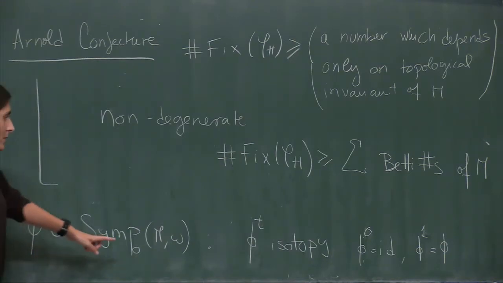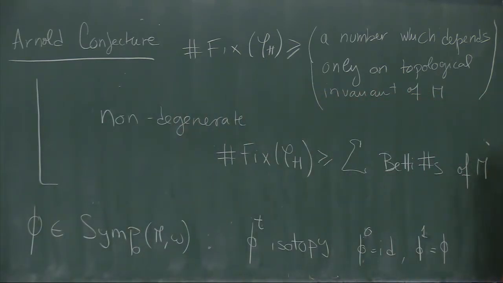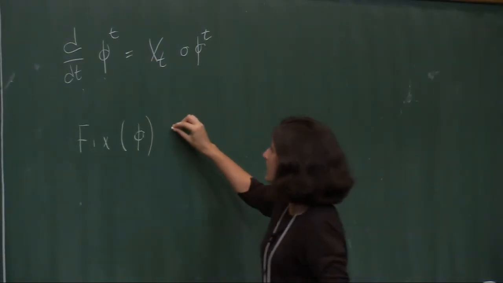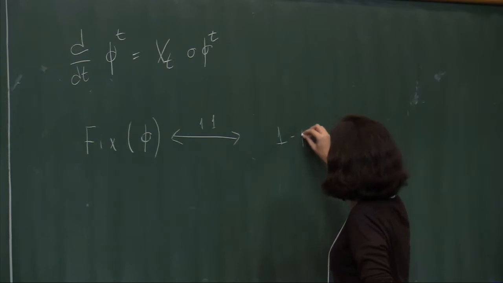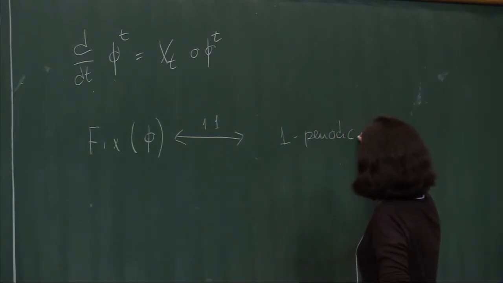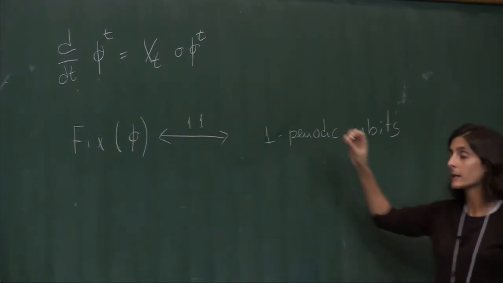Okay, to such an isotopy, I can associate a vector field like this: d/dt of phi t is equal to this vector field. Okay? And so let me point out that the set of fixed points of a symplectomorphism is in one-to-one correspondence with one periodic orbits of the system associated with this vector field X_t.